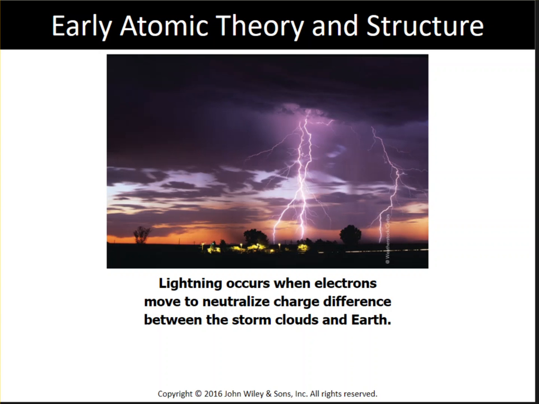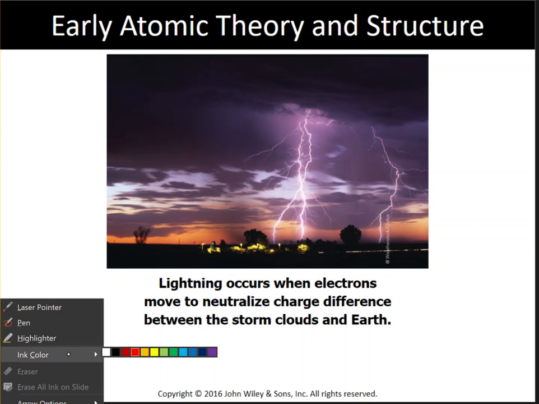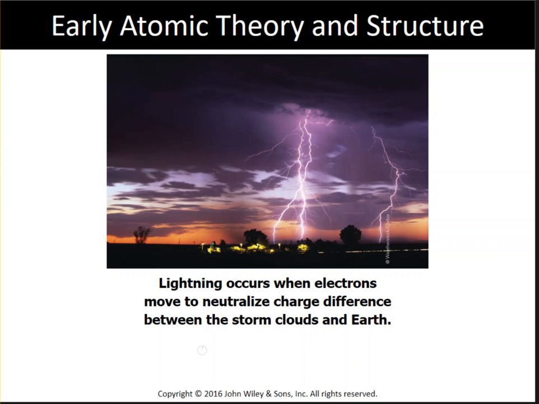So in this chapter, we want to look at some early atomic theories and see how the structure of the atom was discovered. The reason this is important is because remember we defined atoms as the fundamental particle of the matter, and we define atoms as particles that cannot be broken into anything smaller.